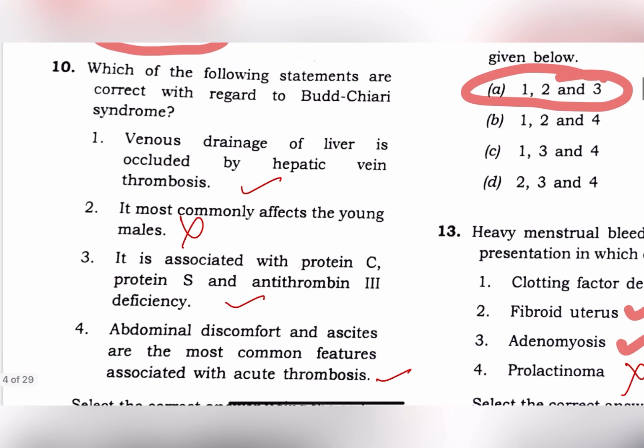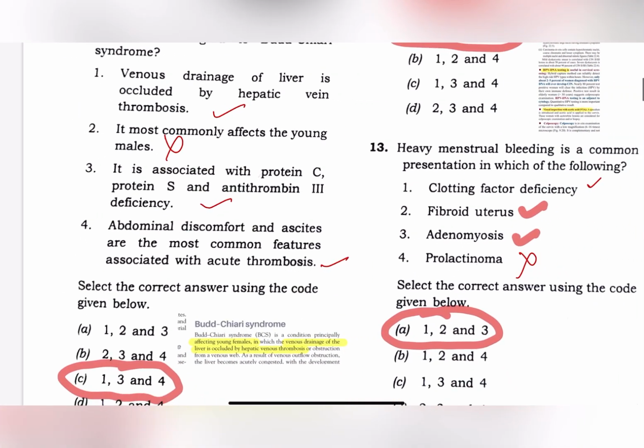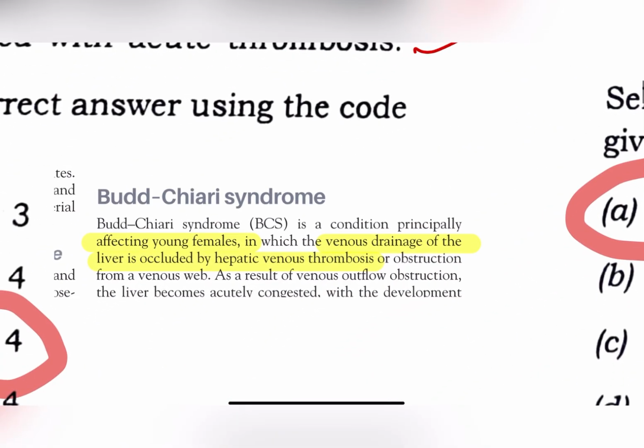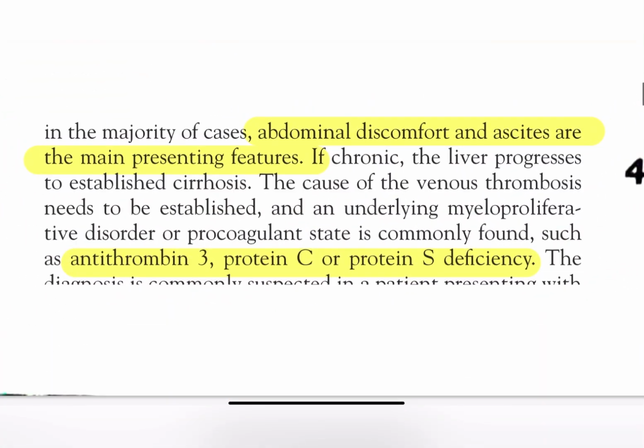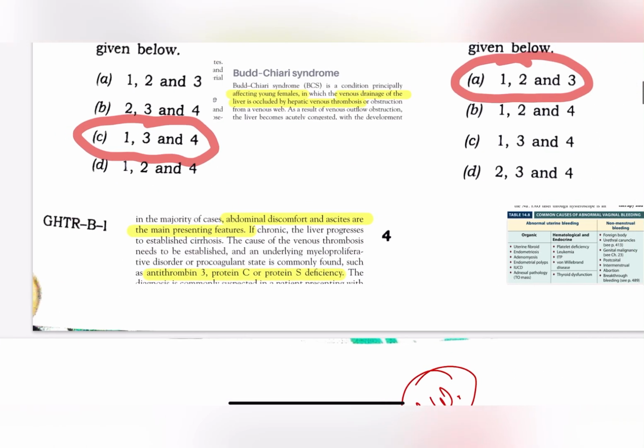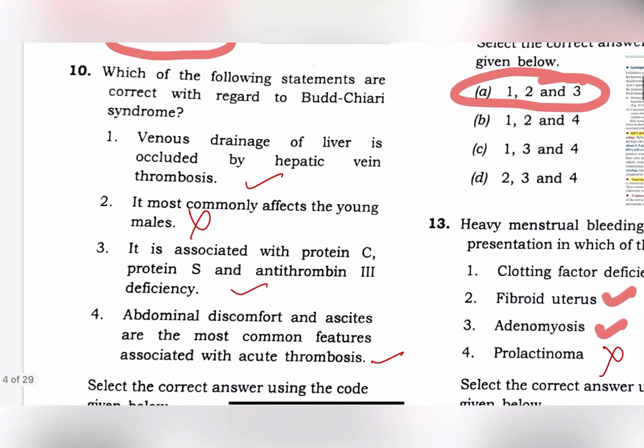Which of the following statements are correct with regard to Budd-Chiari syndrome? In Budd-Chiari syndrome, it affects young females. Venous drainage of the liver is occluded by hepatic venous thrombosis. Abdominal discomfort and ascites are the main presenting features, and antithrombin, protein C and protein S deficiency are associated with it. So let's see the statements.